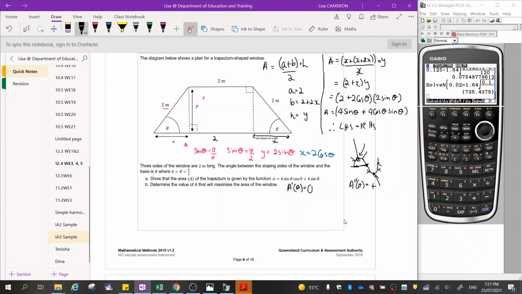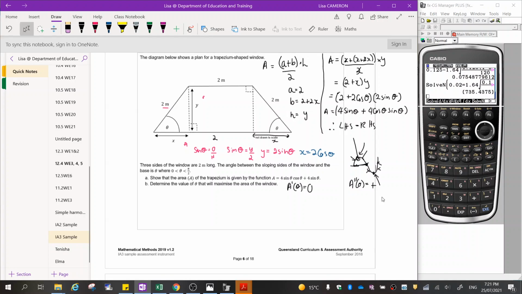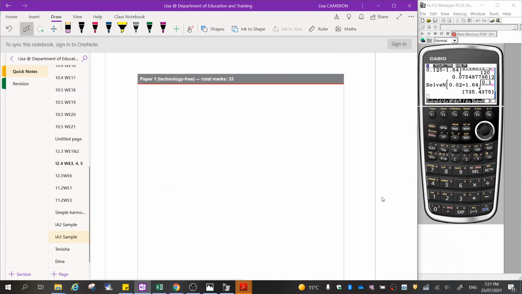Now I'm going to scroll down. They've given like 3 pages of working for this, which is your first hint that this is going to be a bit of a tricky one. So first thing I'm going to do is state the formula that they gave me so I don't forget it. A is equal to 4 sine theta cos theta plus 4 sine theta.